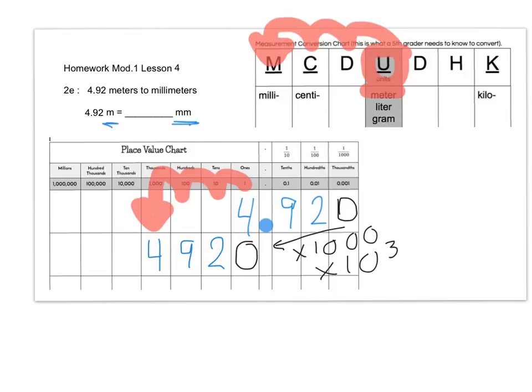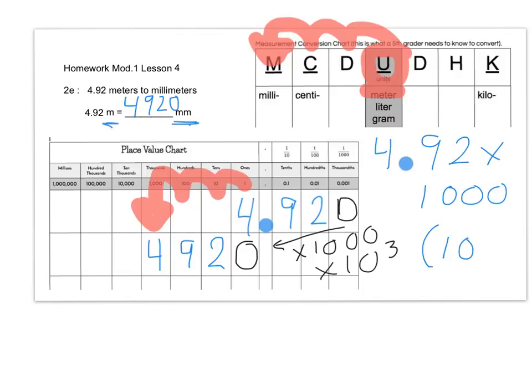So your answer would be 4,920 millimeters. And you would get that answer by taking your 4.92 or 92 hundredths and timesing it by 1,000. Or you could also say that would be like timesing it by 10 to the third, because it's 10 times 10 times 10 equals 1,000. Or you go over 3 columns, so it's 10 to the third. Or a lot of people have noticed that 1,000 has 3 zeros in it, and that's why you have this 3 right here. It's a place value holder.